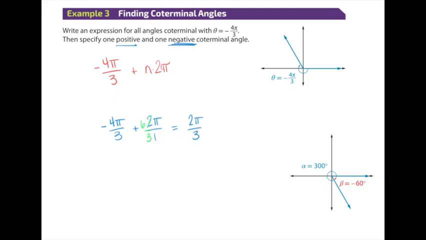They also want a negative coterminal angle. I'm going to say negative 4 pi over 3 minus 6 pi over 3. What is that going to be? Negative 10 pi over 3. That is a negative coterminal angle. Add a circle, subtract a circle. If you're in degrees, add 360, subtract 360. If you're in radians, add 2 pi, subtract 2 pi. All right? Coterminal.